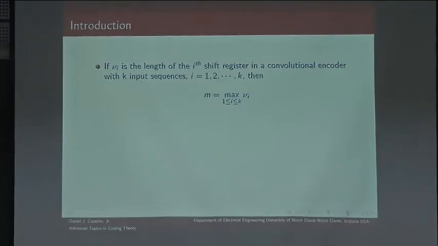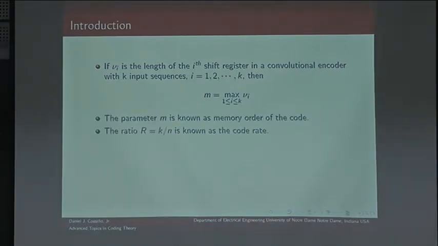Okay, so some of the input sequences may be delayed more than others, in other words. They don't all have to have the same length shift register associated with them. So m, again, is the memory order of the code. The ratio k over n is the code rate. That's just because at every time unit we have k bits coming in and n bits coming out, so the ratio of information bits to code bits is k over n. That's the same as for block codes. Now the overall constraint length nu of an encoder is defined as the sum of these nu sub i's.